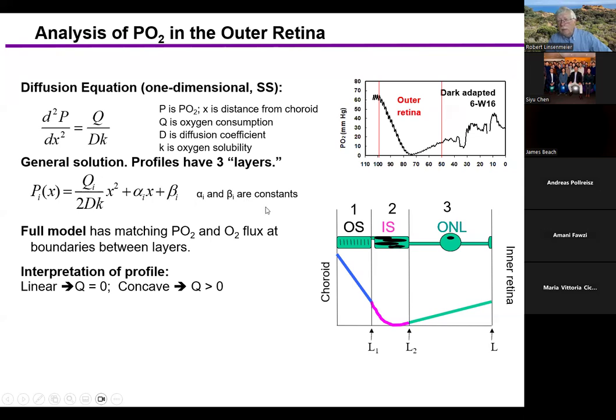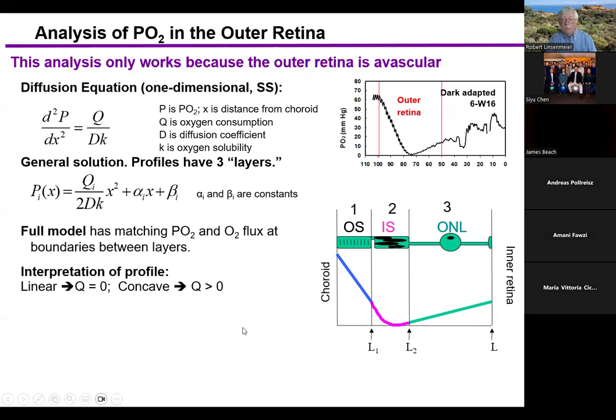And we discovered a long time ago that there were 3 layers in the model that corresponds to reality. And the interpretation of this profile is that if there's a straight line, that means that this first term in the solution is 0, so there's no consumption. If the curve is concave, that means that there is consumption that's greater than 0. Now, this analysis only works because the outer retina is avascular. So, except under special conditions, it does not work at all for the inner retina.